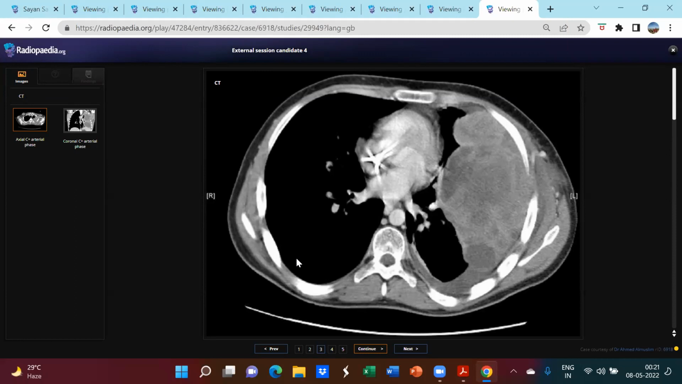An 18 gauge needle can be used to do a core biopsy of this lesion. It can be accessed with an ultrasound guided approach. In a chest lesion, do you think an ultrasound guided approach is the right approach? I would have gone for a CT guided approach, but this lesion is very large. It is just sitting adjacent to the abdominal wall.